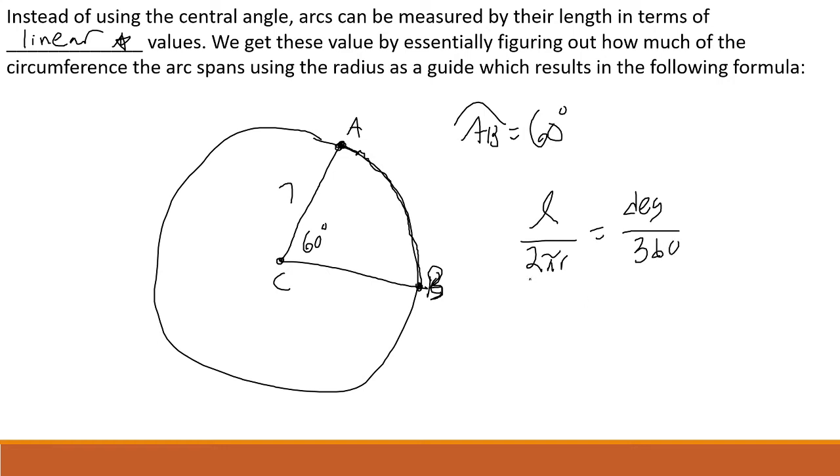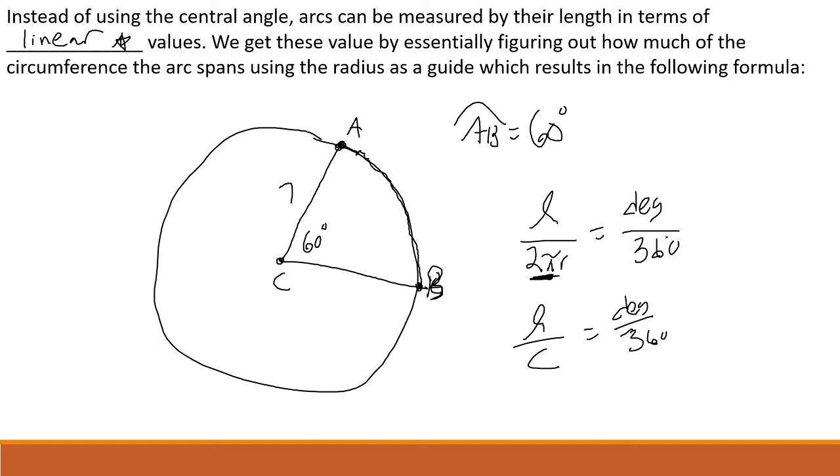Or again, if you remember, 2 pi r is basically the circumference formula. So you can also write this as L over C, circumference, is equal to degree over 360. So as long as you know the circumference, you can use this formula. And as long as you know the radius, you can use it as well. It just depends on which one you want to use. But again, think about what this means here. This is asking you, okay, 60 is what percent of 360? That's what this fraction right here is representing.